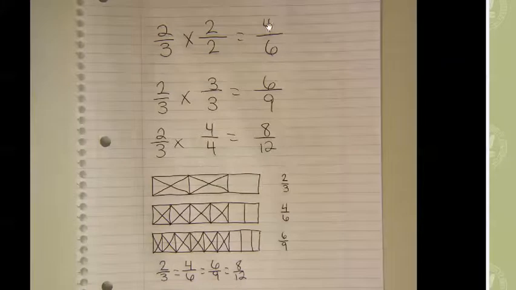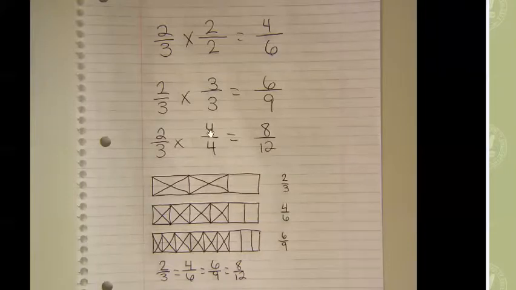So for 2/3 and 4/6, 3 times something equals 6. Well, 3 times 2 is 6, and what I do to the denominator, I have to do to the numerator. So 2 times 2 is 4. So 2/3 is equivalent to 4/6. I could also multiply by 3 over 3 or 4 over 4. 2/3, 3 times 3 is 9, and 2 times 3 is 6. So 6/9 is also equivalent to 2/3 and 4/6.